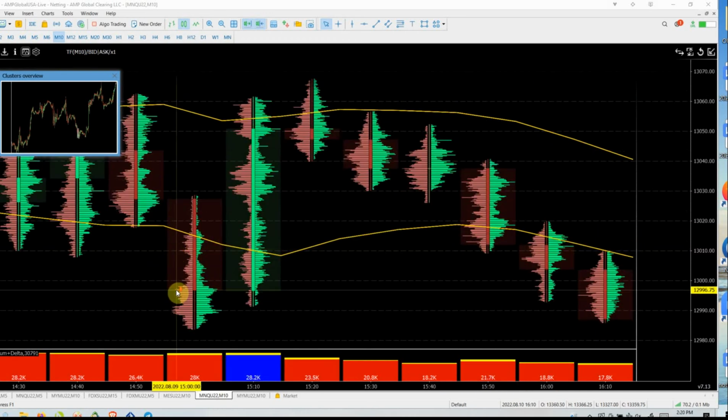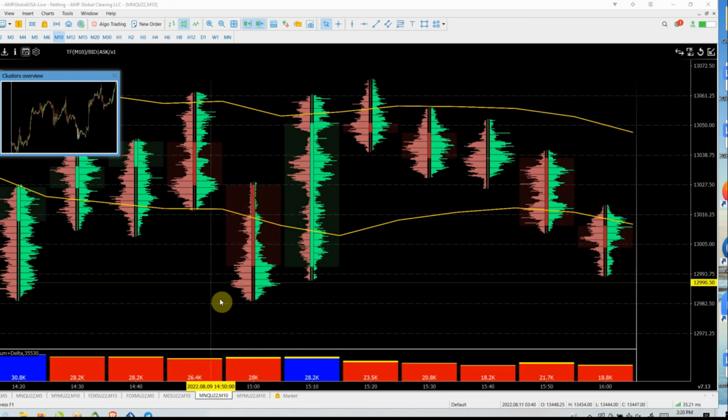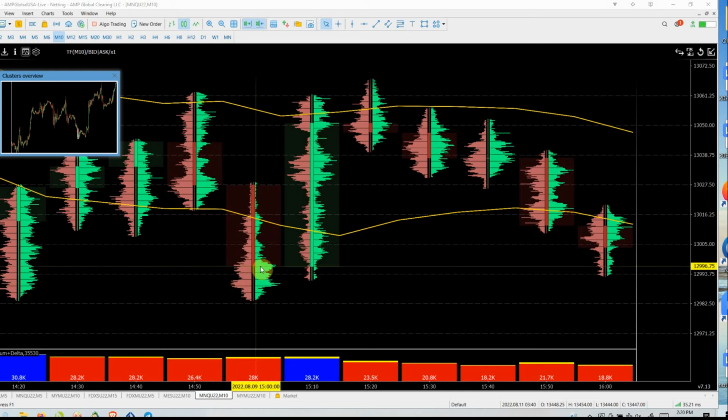So let's go back and look at this. We have this close right here. We have volume increase, 28,000 versus 26,000, red. We have a lot of selling going on right here. You can see the shape of this candle. Not much trading up here. All the volume is down at the bottom.